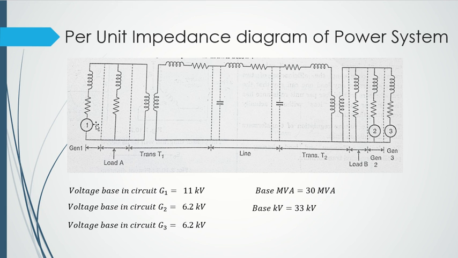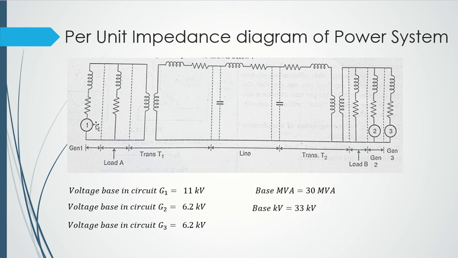We will be drawing the reactance diagram based on the impedance diagram only. If you remember, what do we do in order to draw a reactance diagram from an impedance diagram? We remove all the resistances, we remove the pi model which we took for the transmission line, and we also represent the transformer with the help of only a single coil. And we represent the reactances of each.